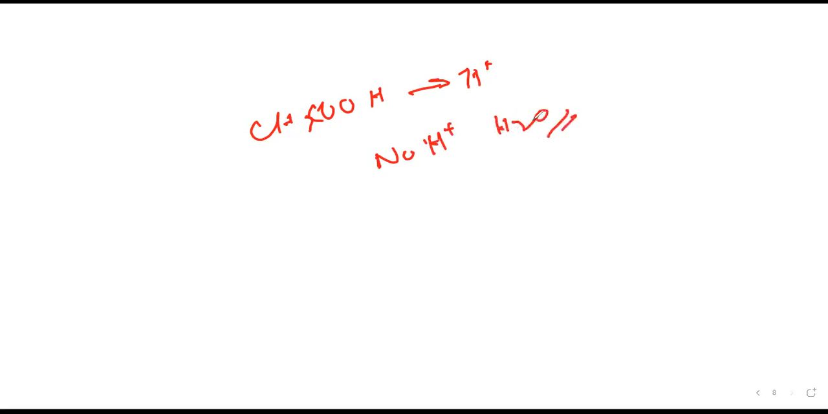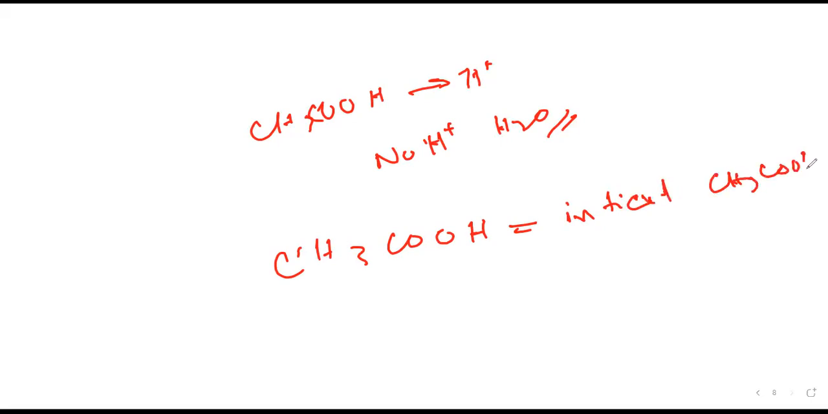The second assumption is about the number of H plus. If CH3COOH is causing the formation of H plus, that means there is no H plus from water. And at equilibrium, we have to consider the concentration of CH3COOH to be equal to the initial concentration of CH3COOH.